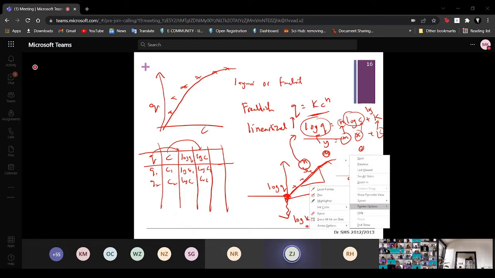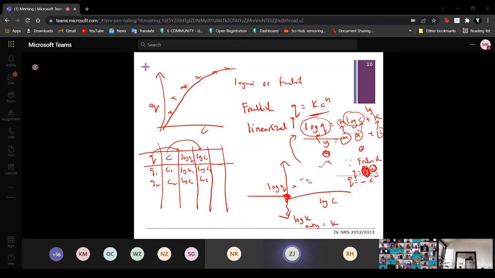There is also a case whereby, when you plot this one, you still get something nonlinear. When you plot it and it is nonlinear, it means that this is not Freundlich. Suppose this should be a linear equation, but it is not linear, then you get nonlinear. So this is not Freundlich.